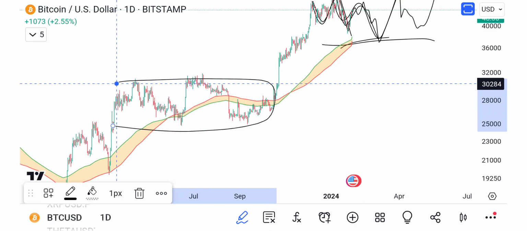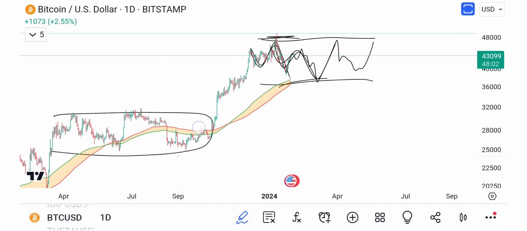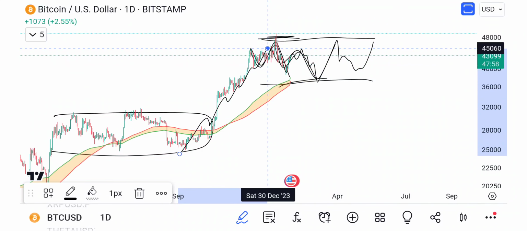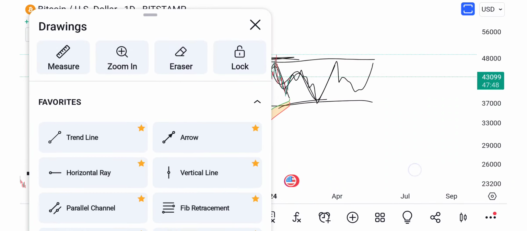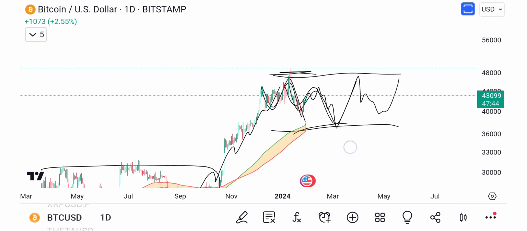Because we have been trending for a while to the upside, trending, trending, it makes sense that we start ranging. So how does the ranging look? Well, we have to wait until we get to the bottom of the range. Is it already at the bottom of the range? Maybe, maybe not. Or what if we're not even going to range yet?